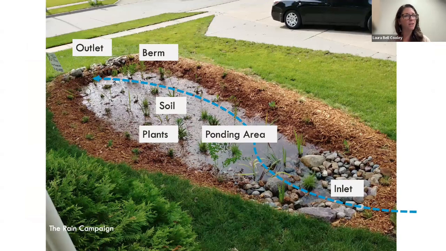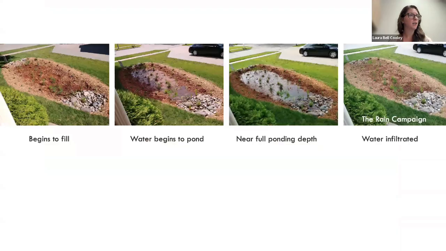So these are the kind of components. You have an inlet here where the water is flowing in, a ponding area where the water is held temporarily, soil, plants, berm, and then an outlet, an overflow outlet for when that water is coming over the edge. Here you can see ideally what a functioning rain garden looks like.